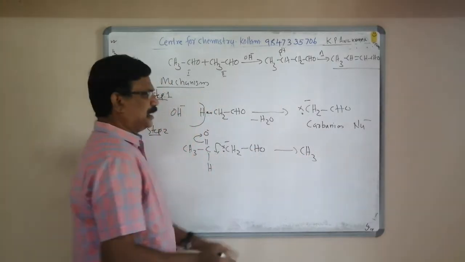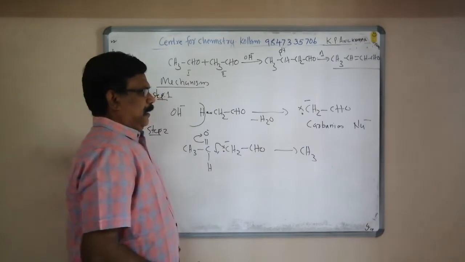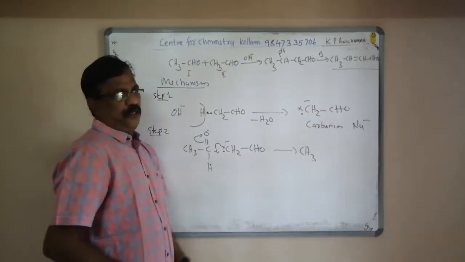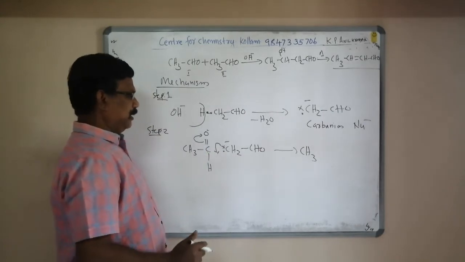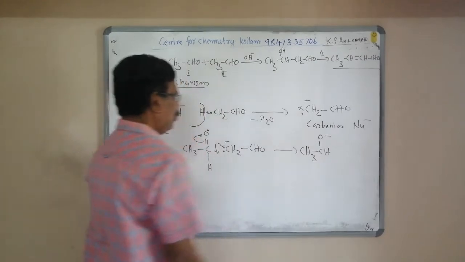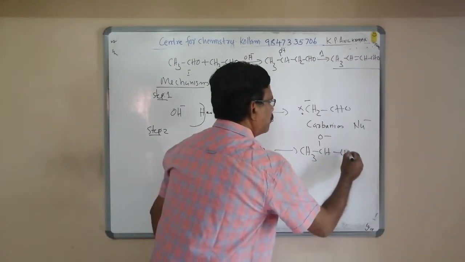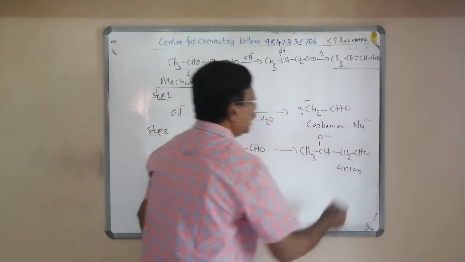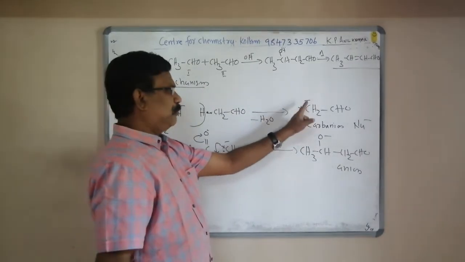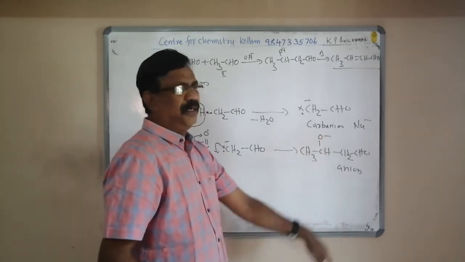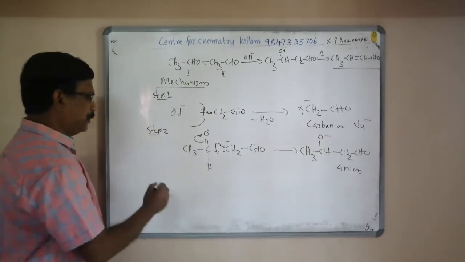So the nucleophile produced in the first step attacks the carbonyl carbon of the second molecule, and thereby an anion is produced, O minus, CH2, CHO. Here the oxygen carries the negative charge; simply we can say an anion. So, step 3.